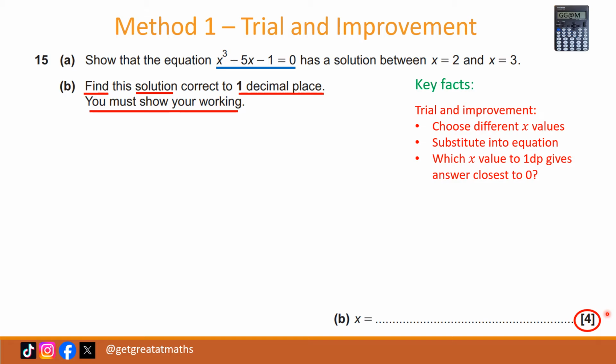Press pause, have a go at working out the answer. Press play when you're ready to hear the answer.